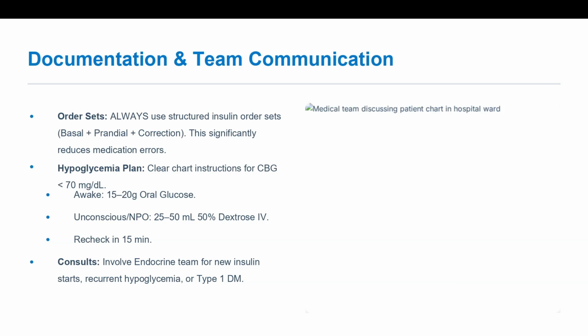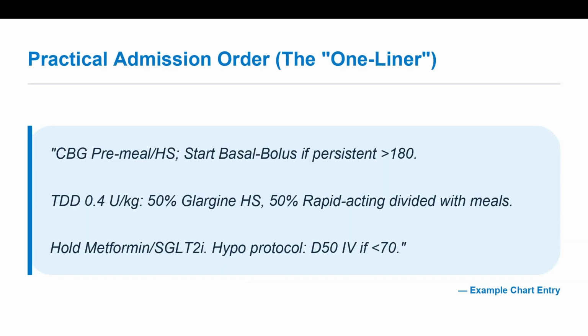If the patient is awake and talking well, give 15 to 20 grams of oral glucose. If unconscious or NPO, 25 to 50 ml of 50% dextrose is preferred. Always recheck in 15 minutes. So it is also called the rule of 15: 15 grams of oral glucose, recheck in 15 minutes. Consults: involve the endocrine team for new insulin starts, recurrent hypoglycemia or type 1 diabetes.